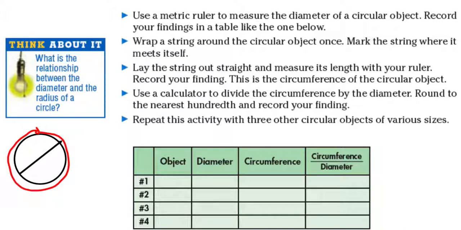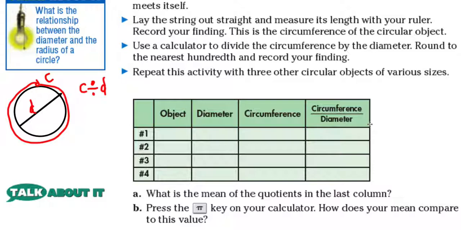So after finding your circumference, which is C, and after getting your diameter, use a calculator to get C divided by D. You want to do that, and then repeat this activity with 3 other circular objects of various sizes. Pause this for now. And then, what did you find out? What is the mean quotient of the last column? So the mean quotient is basically this. You add all your data here and then divide it by 4.